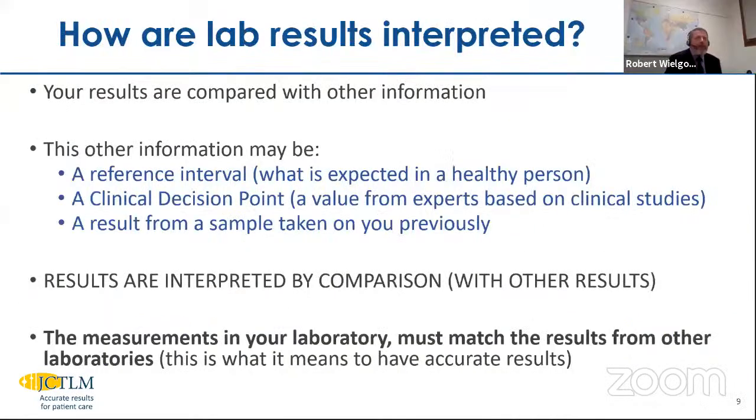So when the results are available, how are they interpreted? Well, it's important to understand that the results of the laboratory test will be compared to other information. This could be a reference interval. These are values that could be expected in a healthy person, for example. It could be a clinical decision point, a value from experts based on clinical studies, or it could be a result that was previously taken from the person. The important point to remember is that the result or its interpretation is carried out by comparison with other results. For that reason, we have to be sure that the measurements from any one laboratory must match other results from other laboratories. And this is what we mean by having accurate results.